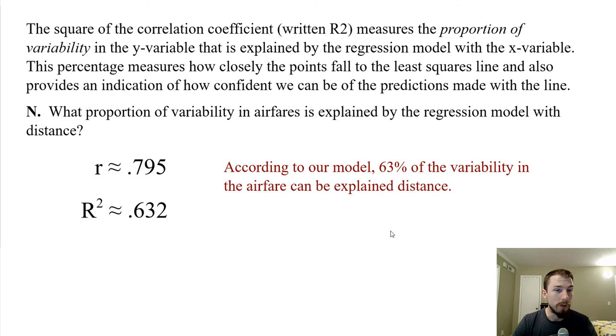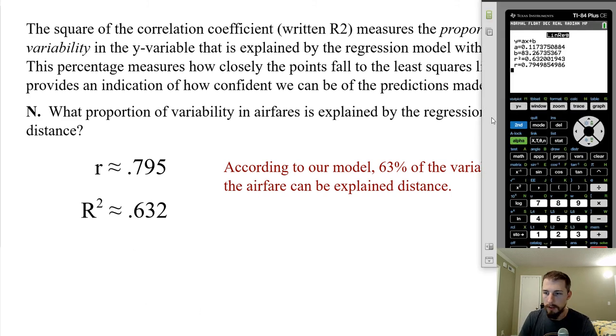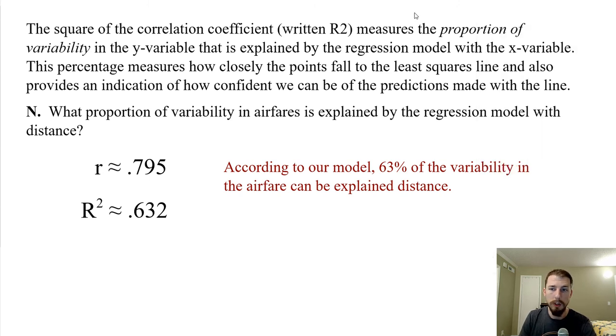All right, the square of the correlation coefficient written as r squared. So in the calculator, that's going to be this r squared here. It literally is just the correlation coefficient squared. Okay, there's nothing special about that. But what it is, it is our coefficient of determination. So it tells us what percent of variation in the fares or the cost of the fares can be explained or accounted for by the model, by the distance.